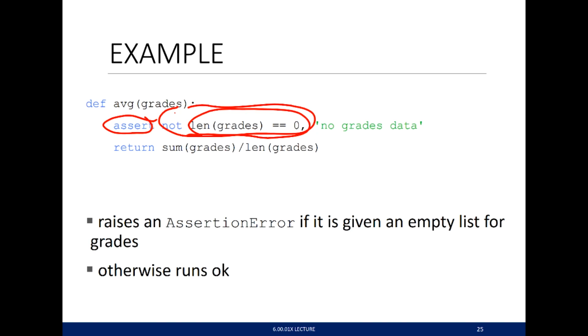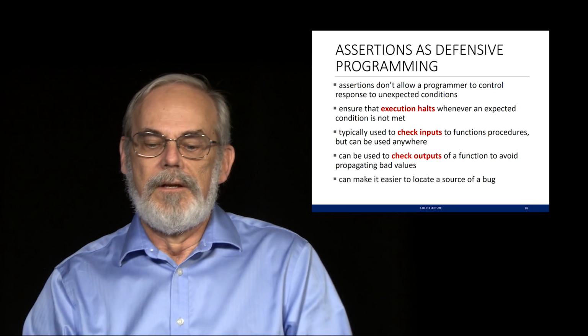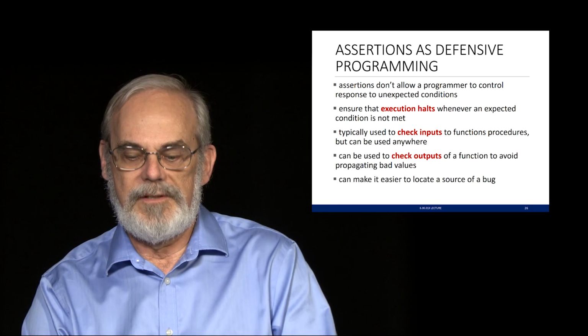On the other hand, if I accidentally give it an empty list, then, in fact, the length of grades is 0, the not statement is false, and since that is false, assert will stop the execution and throw an assertion exception with that message printed out. So it raises an assertion error when I get something I don't want, otherwise it runs okay. And what's nice about this is it's not going to stop execution as long as I give it legal things. This is a simple way of enforcing the expectation I have for this function. That's a nice thing to have because I stop immediately. If the assertion's not met, I don't wait till I'm partway through the processing before I stop the execution of this particular procedure. So assertions are really a nice way of doing defensive programming.